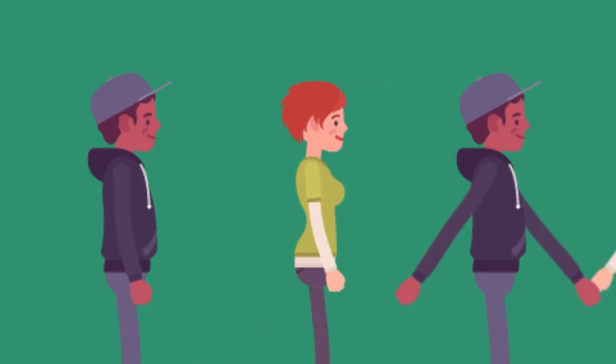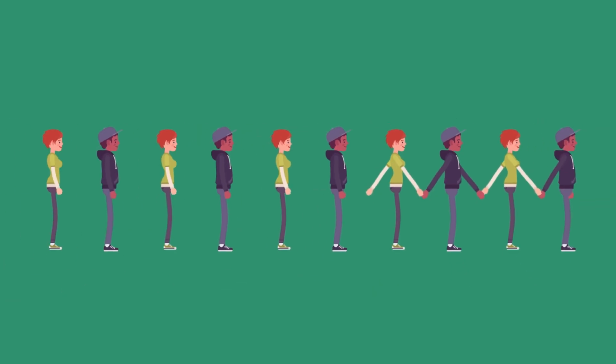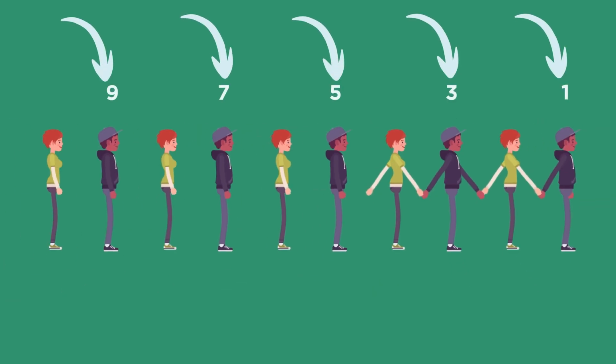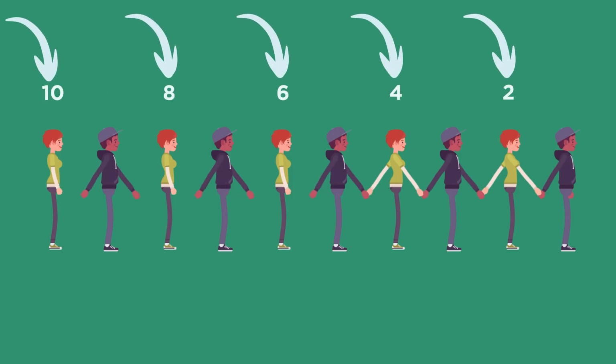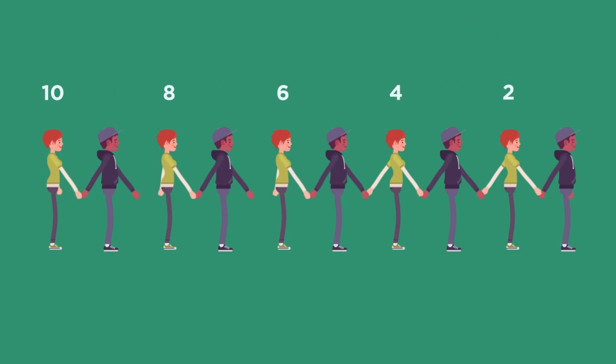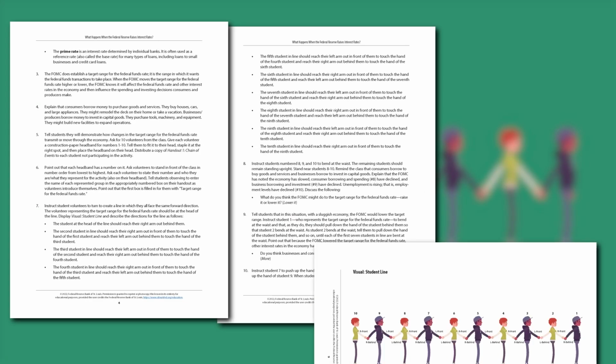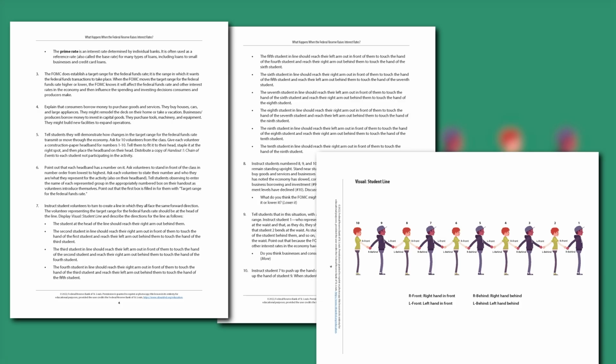The fourth student in line should reach their right arm out in front of them to touch the hand of the third student and reach their left arm out behind them to touch the hand of the fifth student, and so forth. Essentially, the odd number students should reach their left hand forward and right hand back, while the even number students should reach their right hand forward and left hand back. Step 7 on pages 4 and 5 and the diagram on page 9 provide additional details.